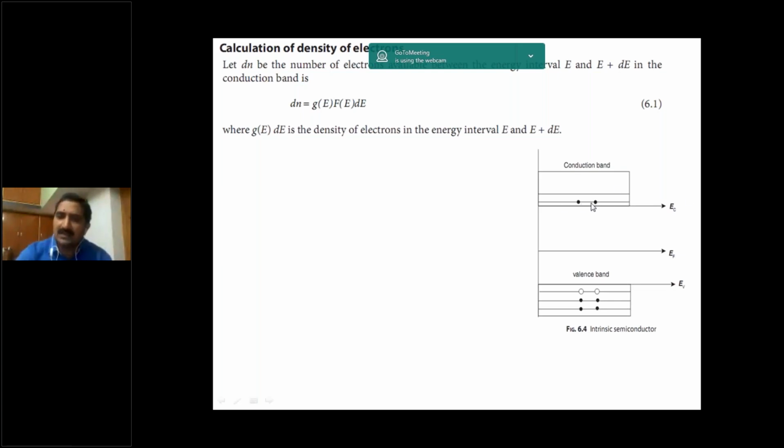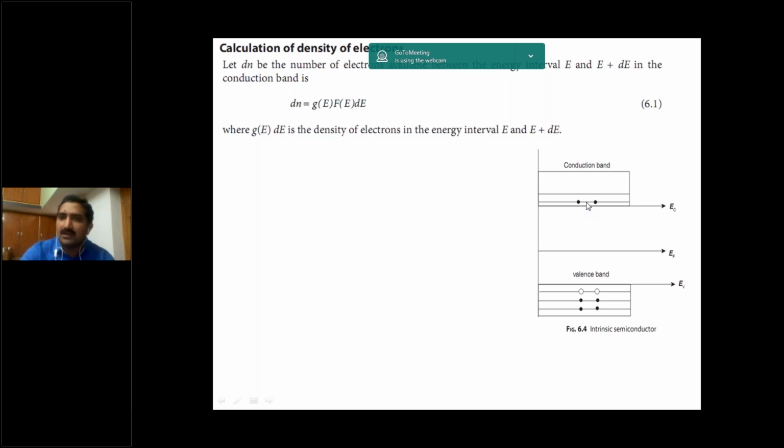Let us suppose dn is the number of electrons. Here we are seeing 2 electrons. If you don't know how many electrons are available, that small number of electrons can be denoted with dn. That small number of electrons is available in the energy interval E and E plus dE. For example, this is one of the energy intervals, with the difference E and E plus dE.